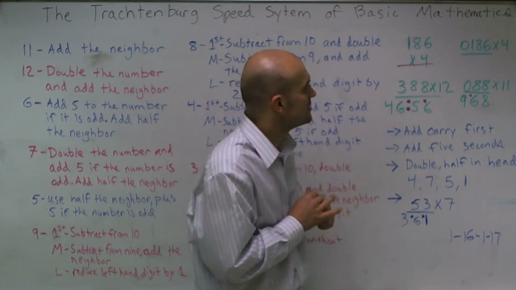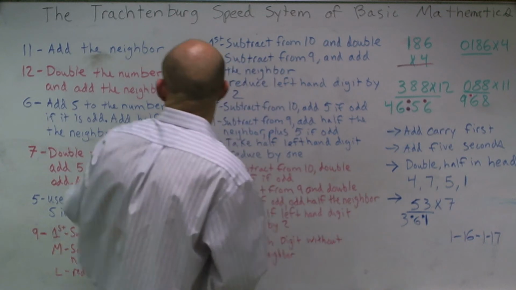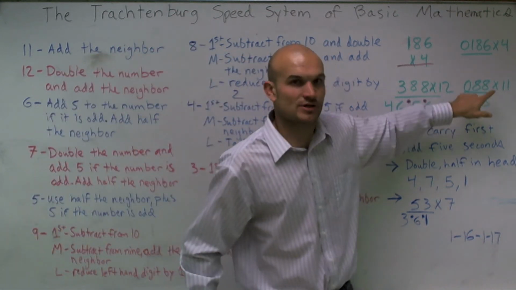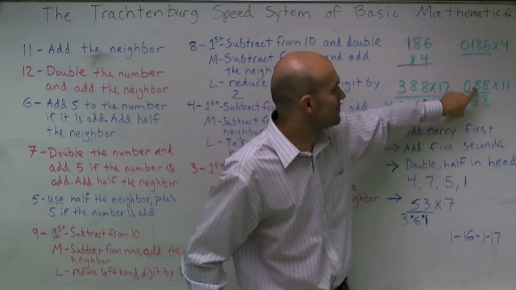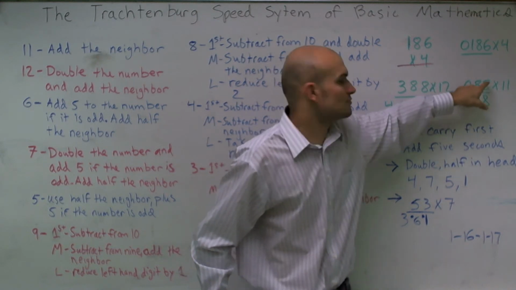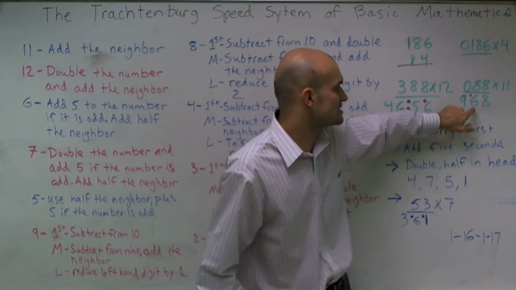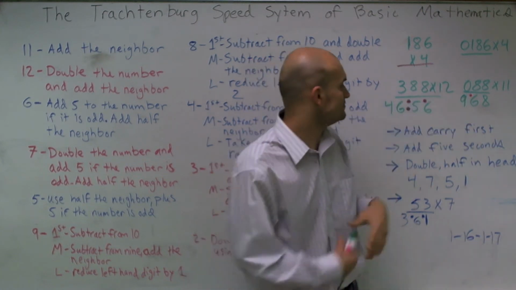Now, if you look at multiplying by 11, you can see the rule is to add the neighbor. Well, with 8, I can't add a neighbor, so I just dropped it down. But then here I have 8, and I add another 8, which is going to give me 16. Rather than writing 16, I put a 6 and then a little dot there.